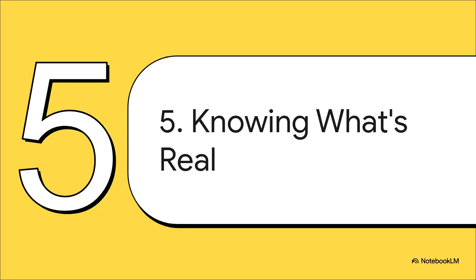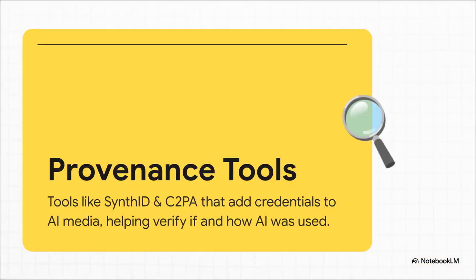Now, with all this incredible new tech, a really important question pops up. How do we tell the difference between what's real and what's AI generated? And Google is definitely trying to get ahead of this. They're using these things called provenance tools. The main one is a tech called SynthID, which basically embeds an invisible digital watermark right into the pixels of an image. This, plus other standards like C2PA, creates a kind of digital paper trail, so you can actually verify if and how an image was created with AI.